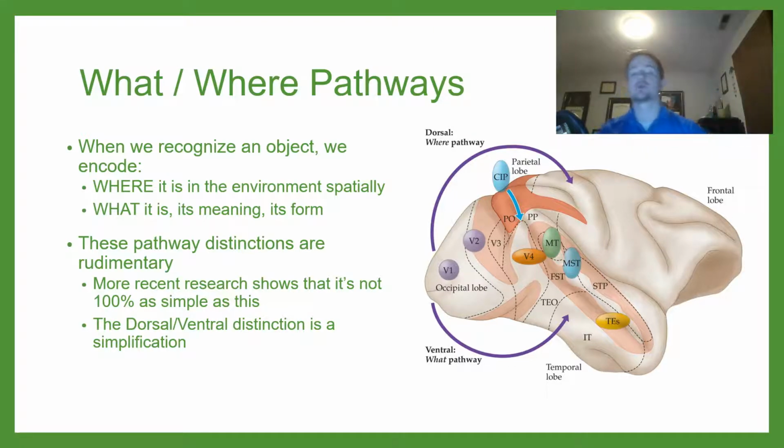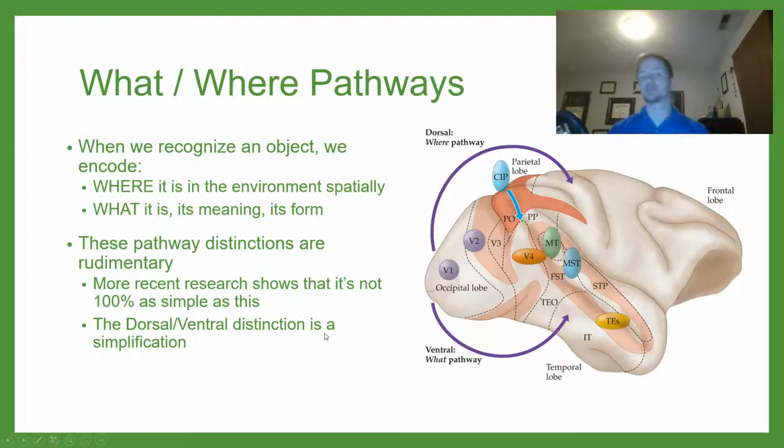So this is known as the what versus where pathway. That where information is going to go up basically to the top of the head, to the dorsal pathway, which you can see right here. That stream is going to go from the occipital lobe to the parietal lobe, and on the other hand, the identity of an object is going to go underneath. It's going to go from the occipital lobe to the temporal lobe.